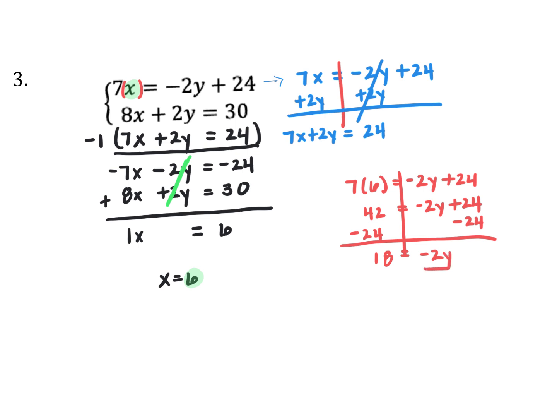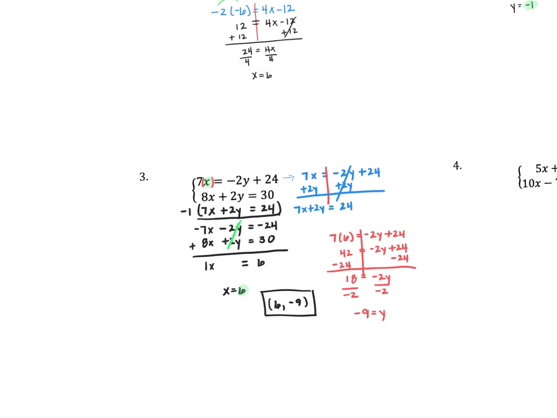The y is not by itself, so I'm going to divide by negative 2, divide by negative 2, and I get negative 9 equals y. Okay, it doesn't matter that my y is on the right-hand side. It's still all by itself. So when I put these in my final answer, I want my x first, so I'm going to say (6, negative 9), put them in parentheses, and put a box around them.